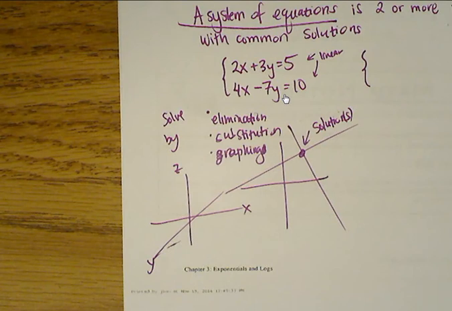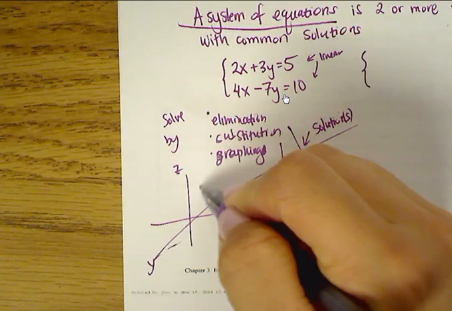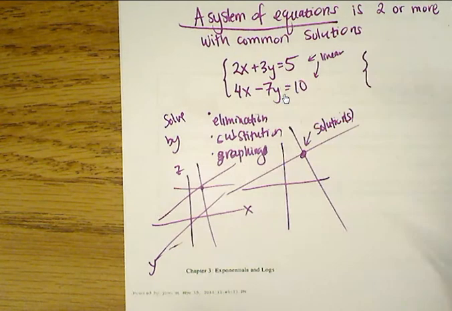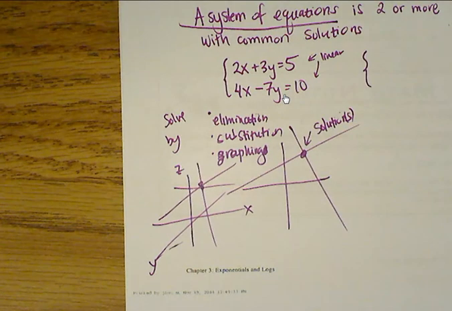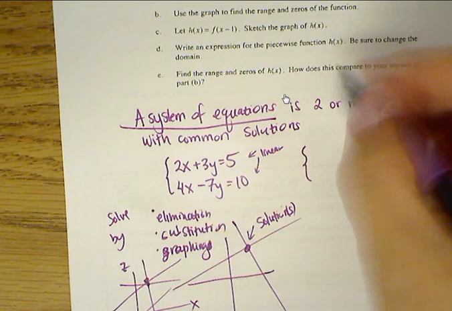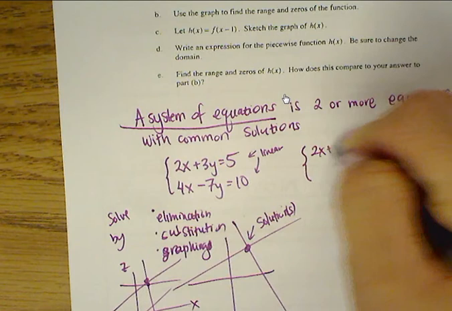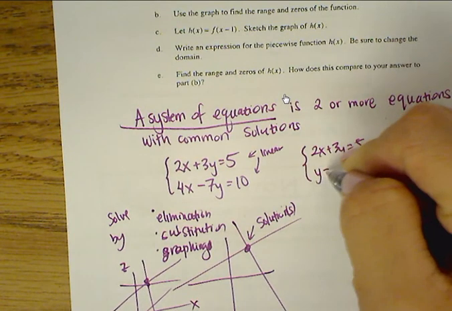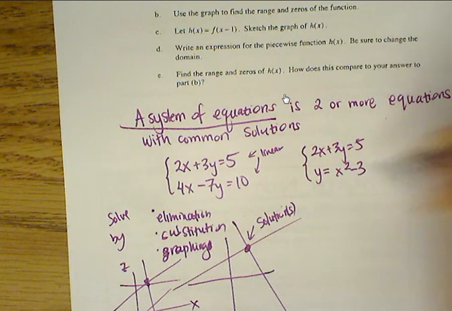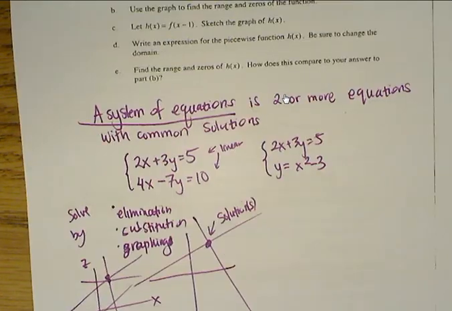It's hard to draw here, but if all 3 lines intersect in one point, that's your solution. If they don't all intersect in one point, then you don't have a solution. But it doesn't always have to be the same type. One could be linear, like 2x plus 3y equals 5, and another one could be quadratic, like x squared minus 3. So again, we can still solve it by substitution.